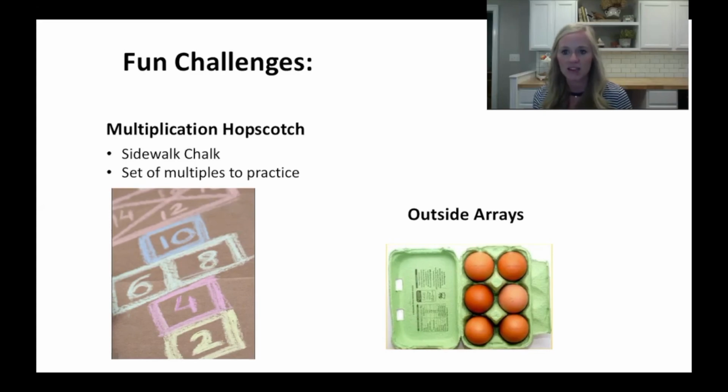Another challenge I'm going to leave you with, or something fun to do outside, is outside arrays. So we have chickens around our house, so we have lots of eggs. So I want you to build arrays with things outside. So for us, I have some chicken eggs. You can find rocks or flowers or grass. You can draw them with chalk, whatever. Build an array and then write those related multiplication and division facts to help you practice your fluency.